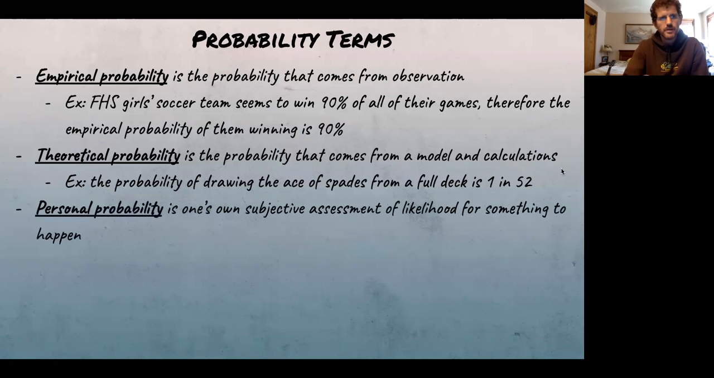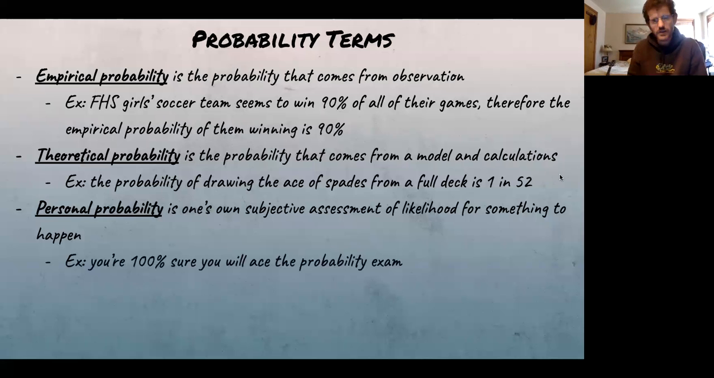The third type here is your personal probability. And this is your own subjective assessment for how likely something is to happen. So you might be 100% sure you're going to ace the probability exam. And I bet all of you are feeling that right now. So that's a subjective personal probability. So I'm sure you're correct, and you probably will ace that test.